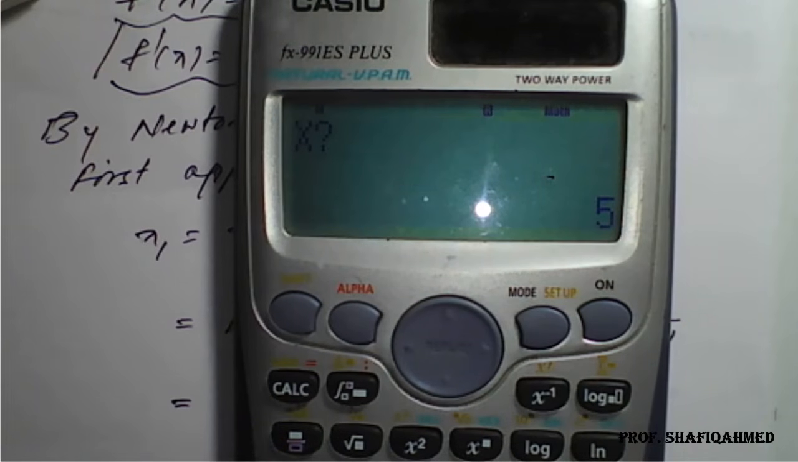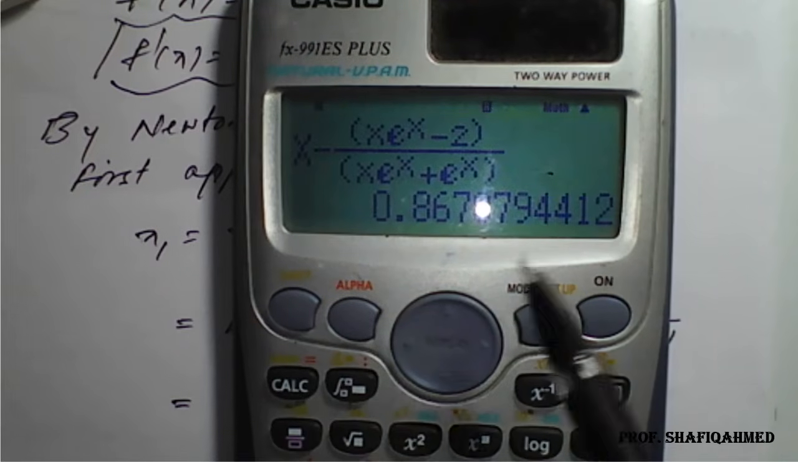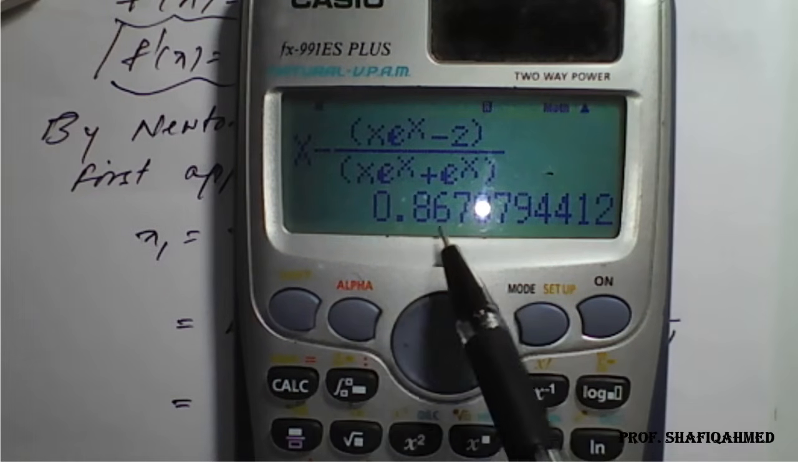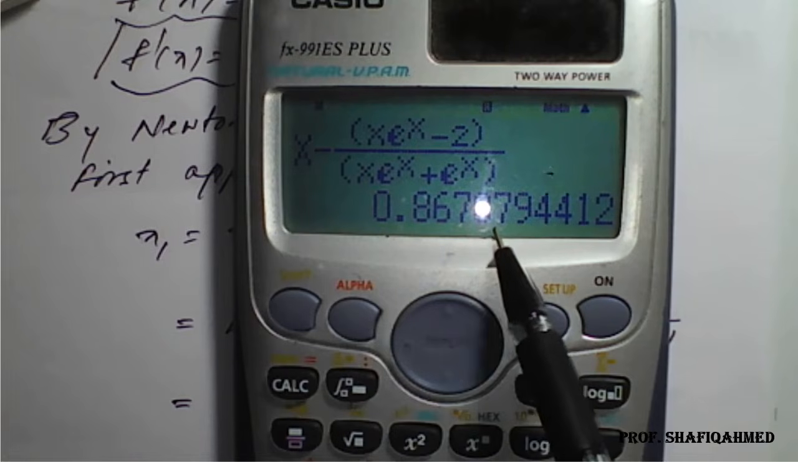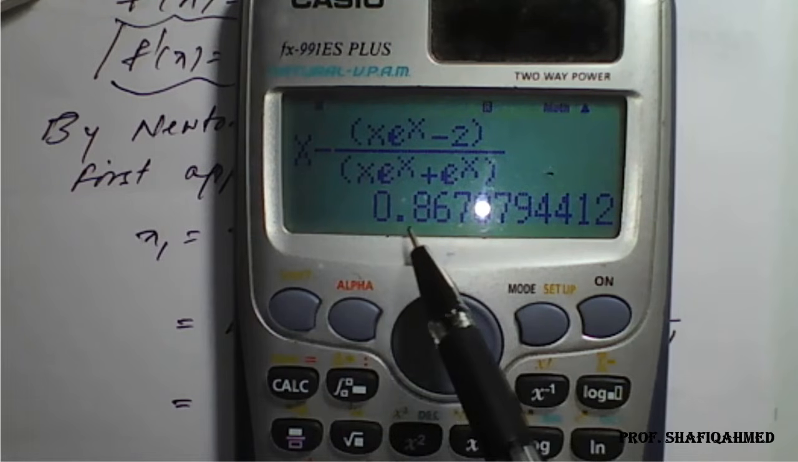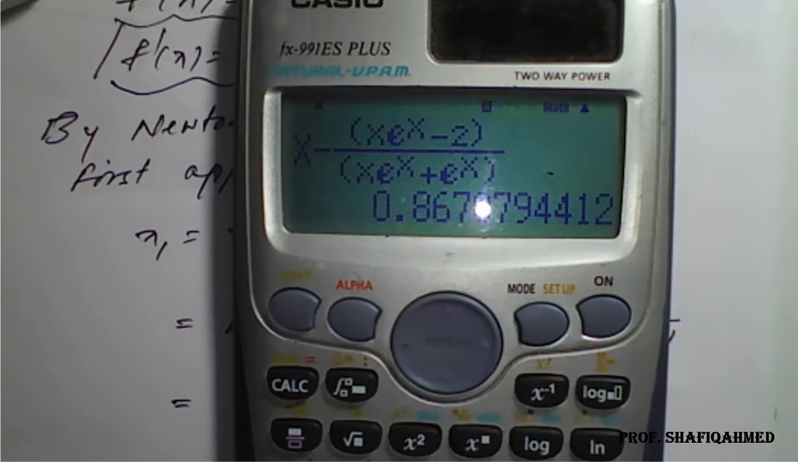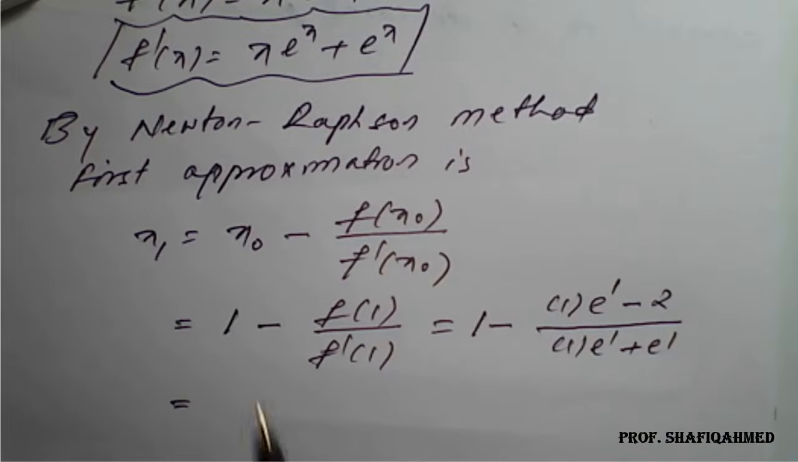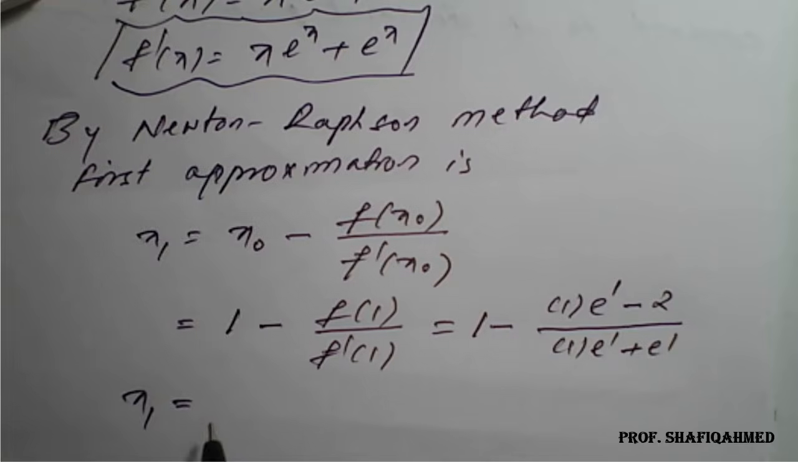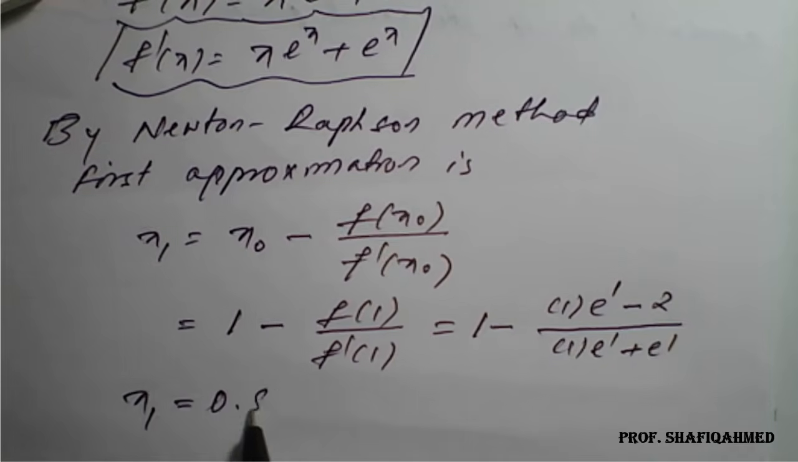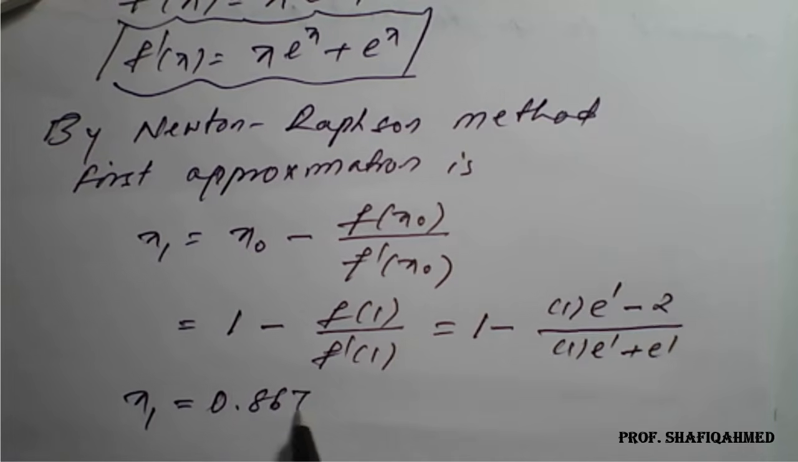The x value we have chosen as x0 is 1, so 1 equal to, and you can see the answer 0.8678. Rounding the fourth place, it will be 0.8679. So x1 is equal to 0.8679.